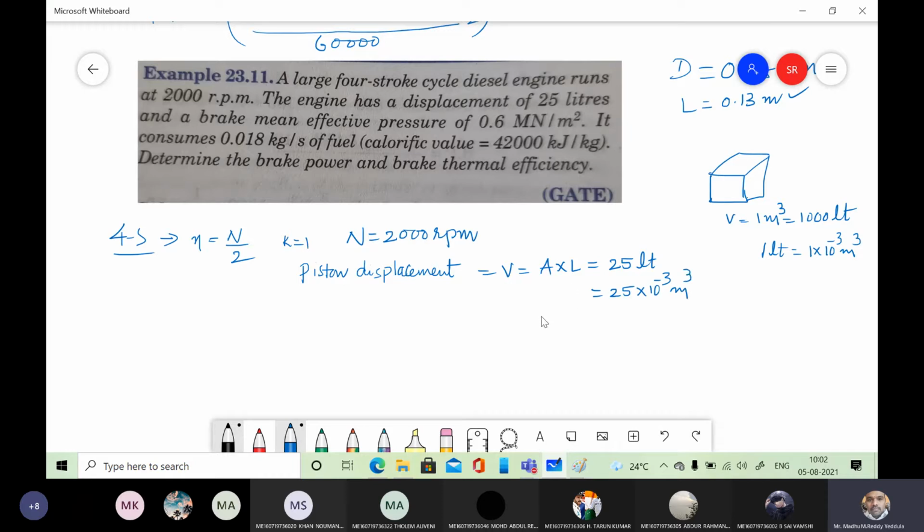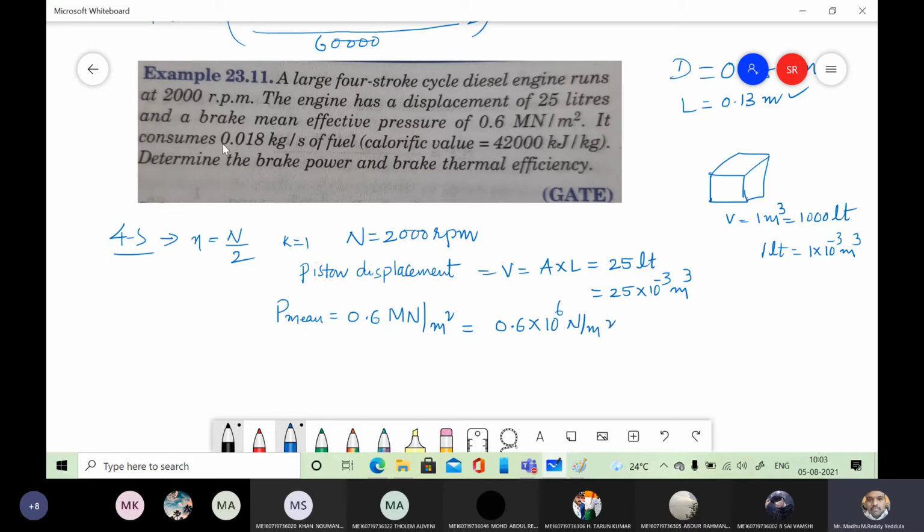That is, the piston displacement is given. Okay, and brake mean effective pressure, P mean, is equal to 0.6 meganewton per meter square. Which units do I require? I require pressure units in Newton per meter square. So 1 mega is equal to 10 power 6. Okay, 0.6 into 10 power 6 Newton per meter square.